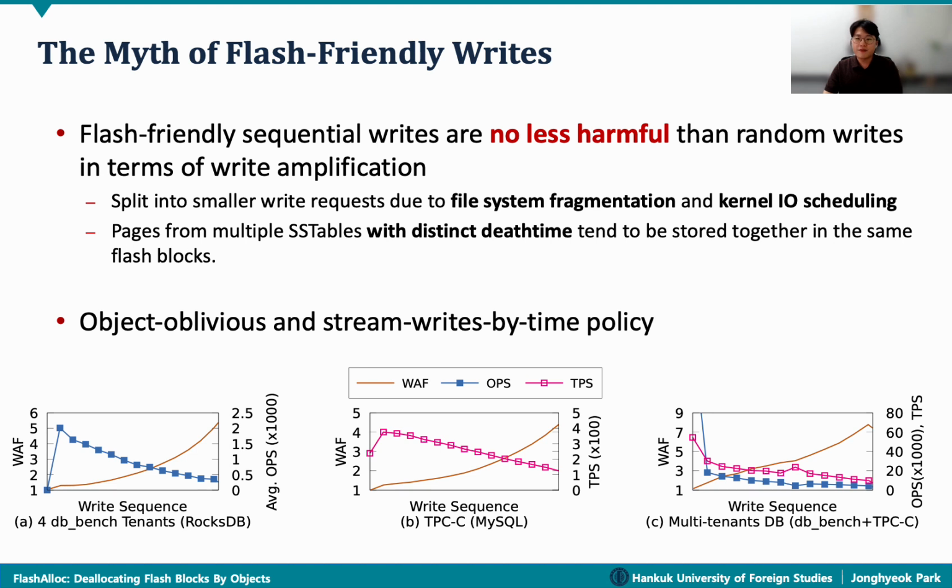Though each SS table file is sequentially written, multiple compaction threads will flush their SS tables concurrently, and write requests are split due to file system fragmentation and I/O scheduling. According to the stream writes by time policy, multiple SS table files interleave at the flash storage. As a result, pages from multiple SS tables with distinct death times tend to be stored together in the same flash blocks.